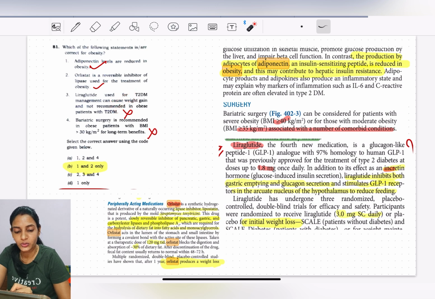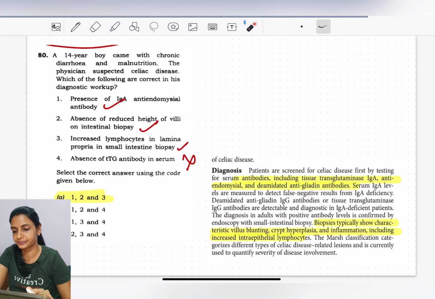If we talk about liraglutide, they are saying that it can cause weight gain and is not recommended in obese patients, that's wrong. Liraglutide is an incretin hormone which inhibits both gastric emptying and glucagon secretion, and which helps in weight loss, used in the case of obesity. And bariatric surgery is recommended when the BMI is more than 40 kg/m², and if the patient has a comorbid condition, then the BMI considered is 35. So 3rd and 4th are wrong, only 1 and 2 are true in this case.